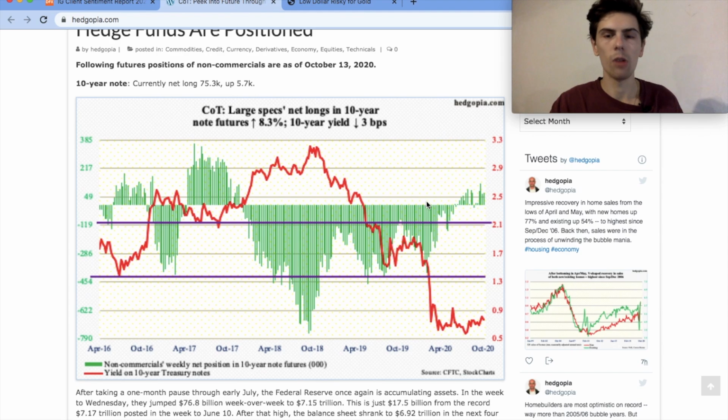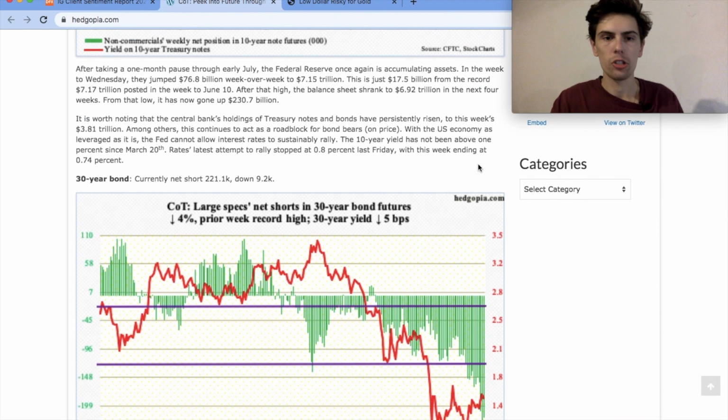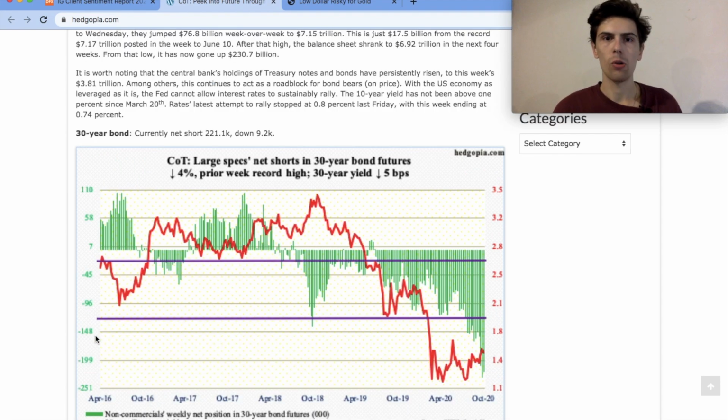This is the 10-year note. Not really much to say here. Hedge funds are slightly long, but the real thing that stood out to me was taking a look at the 30-year bond and just taking a look at the sentiment. It looks like hedge funds are extremely bearish on the long-term 30-year bonds. This is the most short hedge funds have been going back to at least 2016 and probably a while before that too. And of course, hedge funds are doing this with the expectation that long-term interest rates are going to rise, because bonds and interest rates are inversely related.